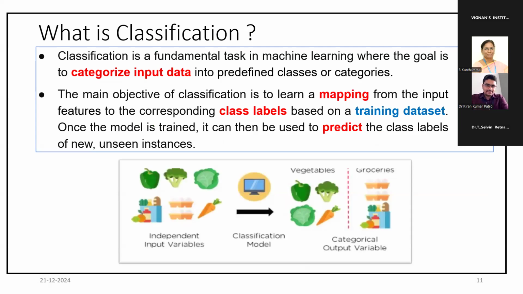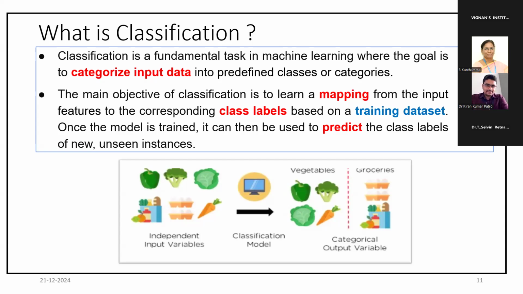First, what is meant by classification? Generally, machine learning and deep learning are used for classification, clustering, and regression types of problems. So first of all, what is meant by classification? Classification is nothing but categorizing different types of data. The main objective is to learn a mapping from the input features to the corresponding class labels based on the training set. Once your network is trained with the data, it will automatically predict the class labels for new data.